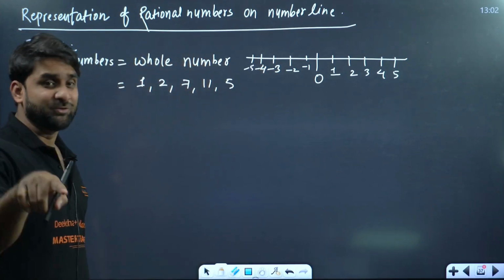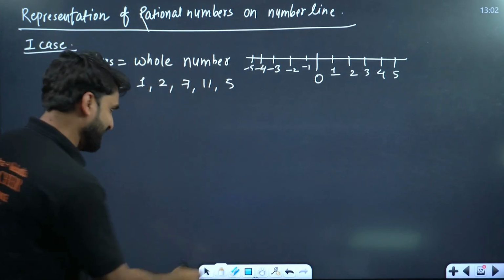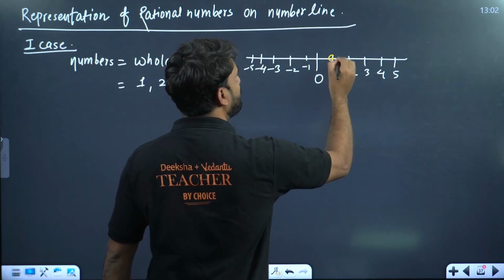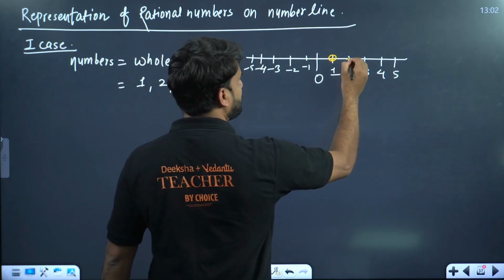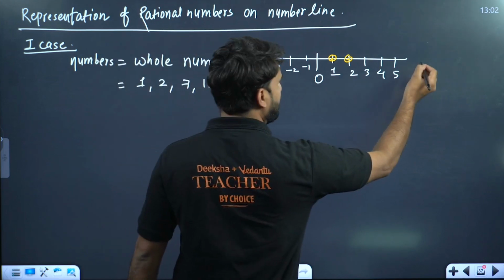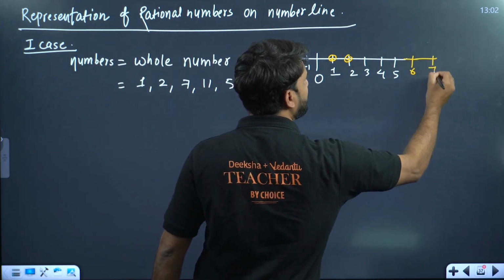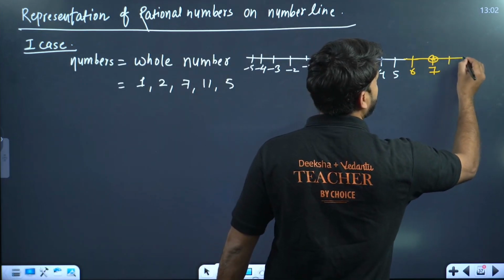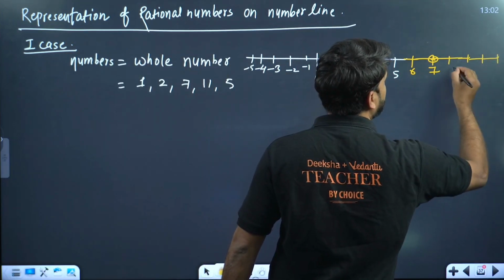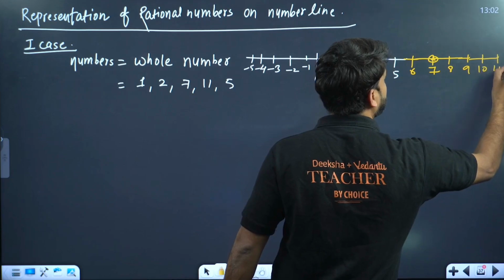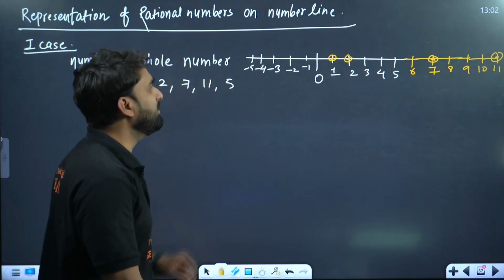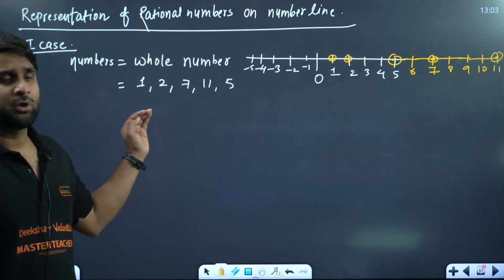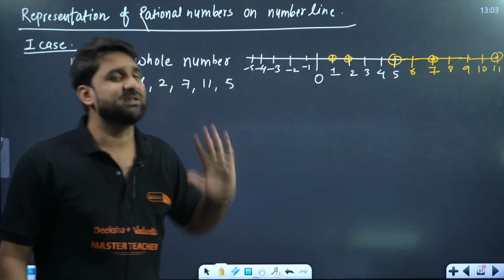Now I have asked you to represent these numbers on the number line. Very easy. So now we can represent 1. This is 1. Now 2. This is 2 here. Now 7. 7 will be here somewhere. 6 and this will be 7. So this is 7 here. Now 11. 11 will be here. 8, 9, 10, 11. So this will be 11. Now 5. Where will be 5? 5 is here. So representation of whole number type of rational number is very easy.